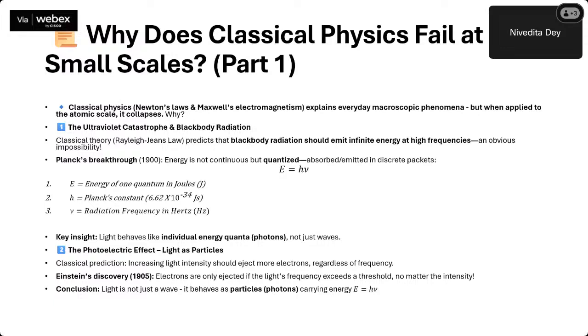Next is why does classical physics fail at small scale? Basically, it's a transition from Newtonian physics to quantum physics through several discoveries. In our curriculum, we have those things, a kind of history of how these things evolved. These are very theoretical. I hope through very easy examples we'll get it. Classical physics, which is Newton's laws and all, explains everyday macroscopic phenomena. But you know that at atomic scale, it collapses. I guess right now you know the cases where it collapses.